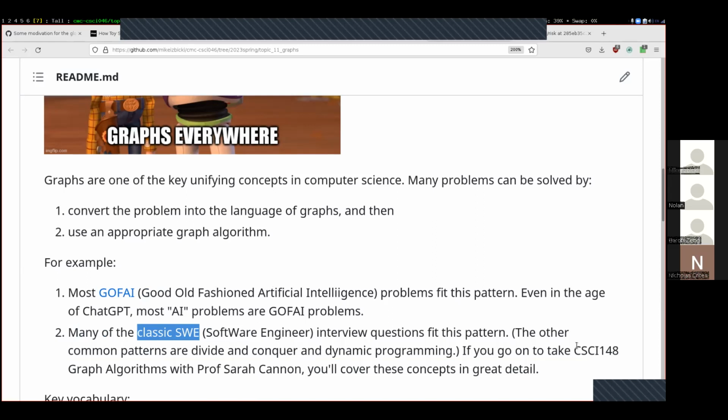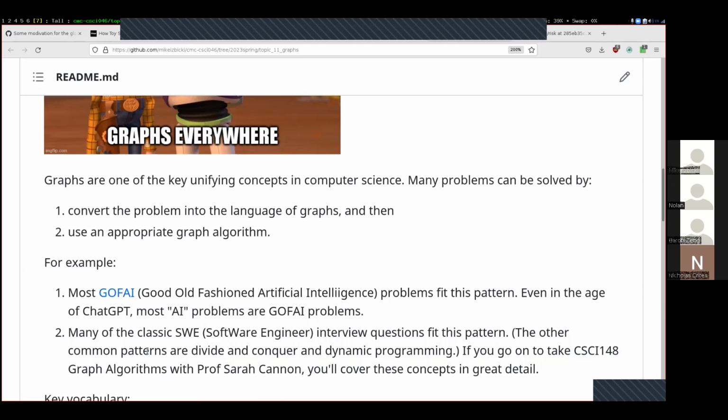I've plugged this course a number of times before, but a great follow-on course for this course is CS 148, taught by Professor Cannon. That graph algorithms course is going to really build off of everything in this class, but really this last set of material on graphs. That's the other main part: probably 80% of software engineering LeetCode questions come from that graph algorithms class, and the other 20% from this class.